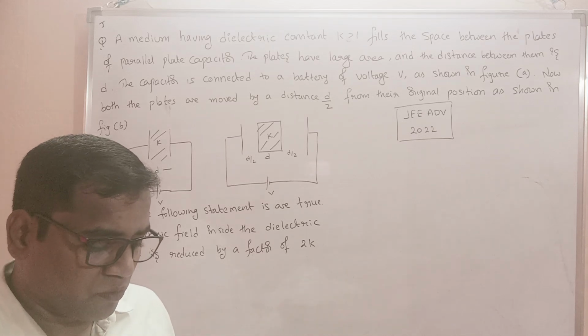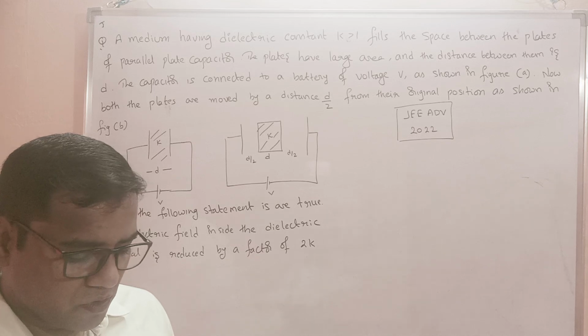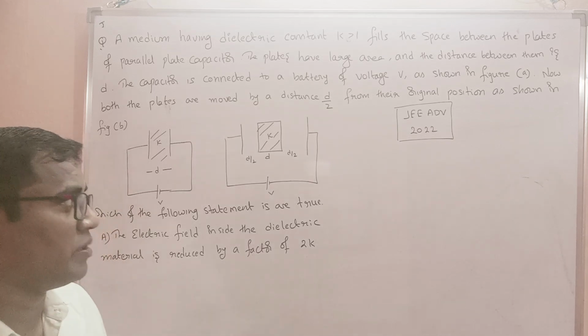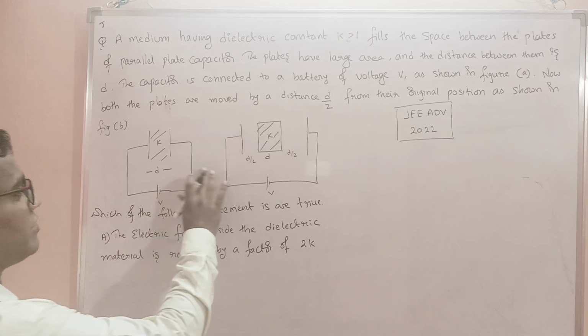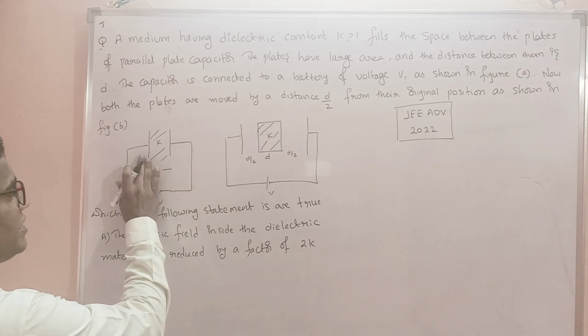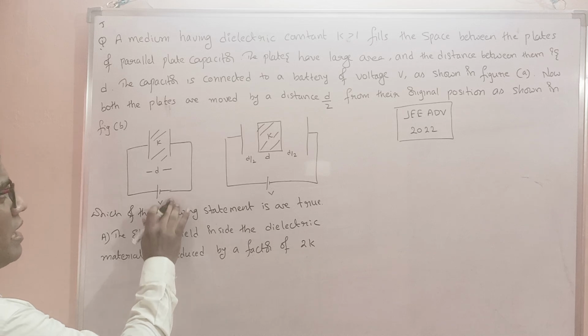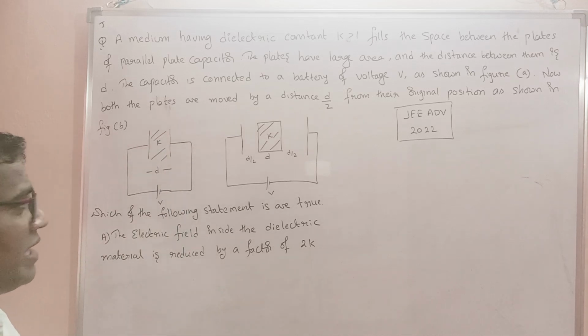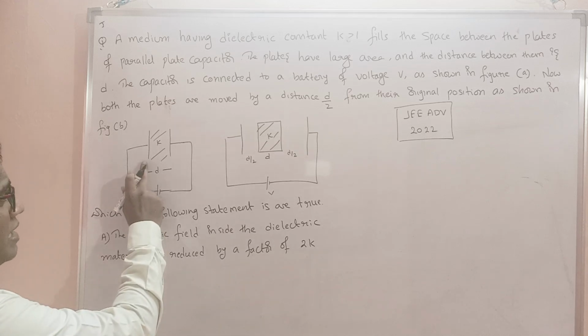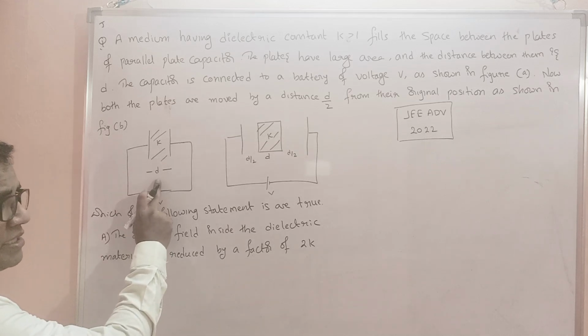Now both the plates are moved by a distance of d by 2 from the original position as shown in figure B. See here, two situations are given. Here the capacitor is connected to the potential V, and in the capacitor a dielectric slab of dielectric constant K is filled, and the plate separation is given as d.